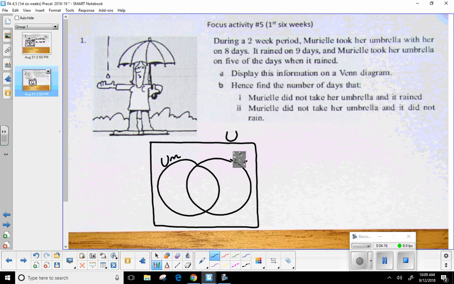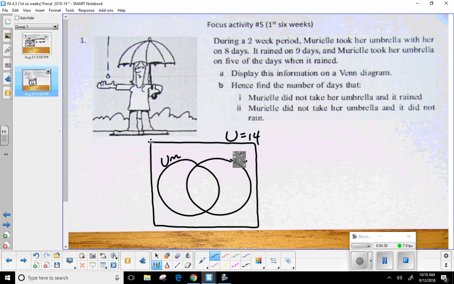So let's see here, how many items belong to this universe? There we go. See, it's over a 2-week period, and I didn't want to just immediately say days, because that would kind of give it away. So we've got a 2-week span here, 14 days. So what do I know that I can start plugging in here?